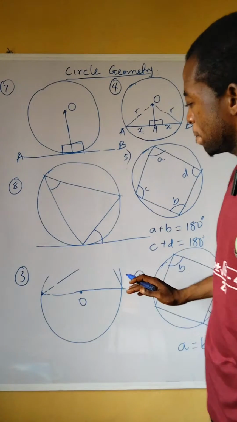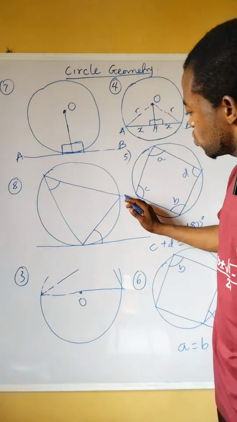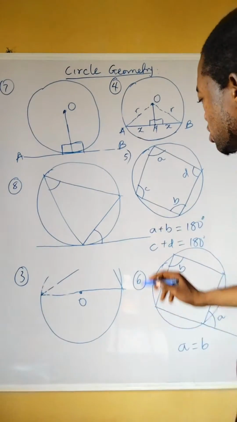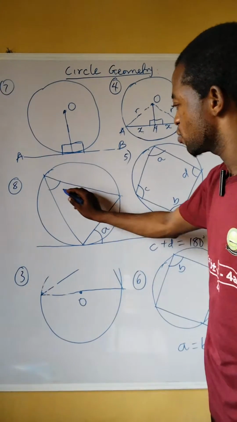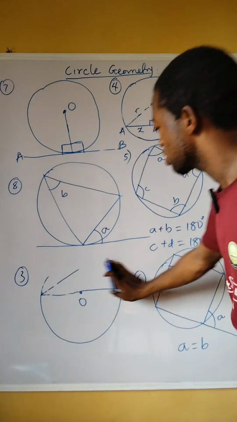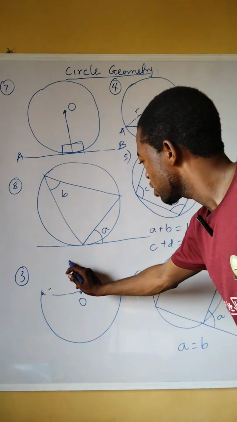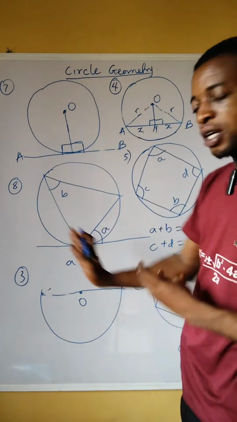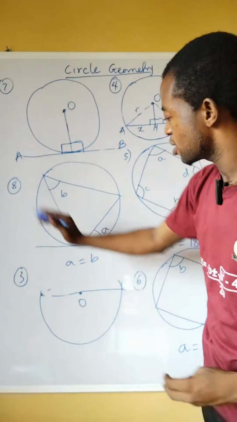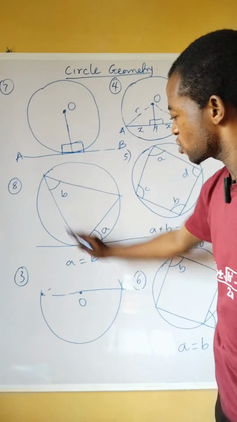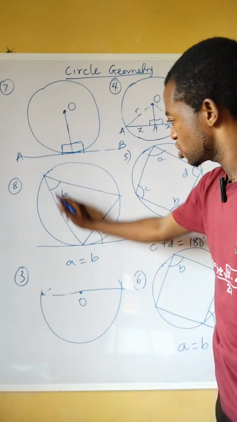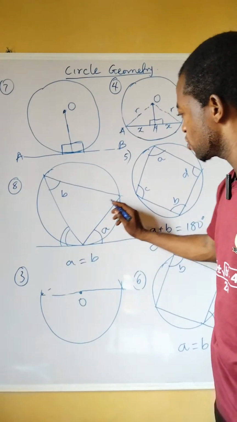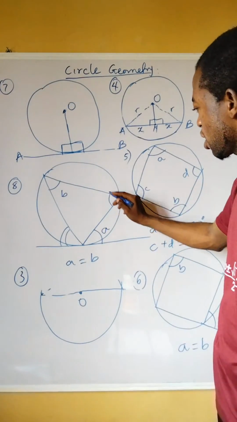So the angle between this chord and this tangent is equal to the angle in the alternate segment. So if this is A and this is B, what the theorem is saying is that angle A is equal to angle B. The opposite direction is also true. Let's look at it on this side. We have a tangent, we have this chord. So the angle between this chord and this tangent is equal to the angle in the alternate segment here.